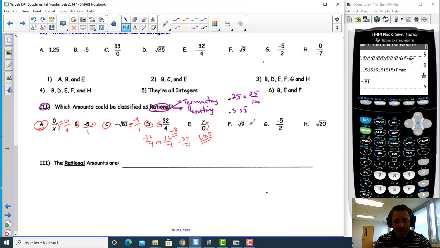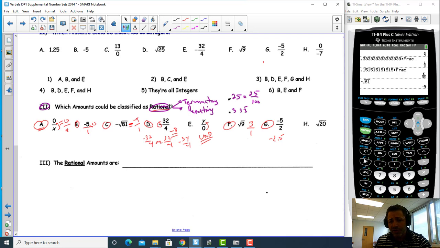Square root of 9, we decided, is just the whole number 3, or the natural or counting number 3 in hiding, and 3 can be written as a fraction as 3 over 1, so the square root of 9 would be rational. -5/2 is clearly a fraction, therefore it must be rational, and if you convert it to a decimal, you get -2.5 if you actually perform that division, which is a terminating decimal quantity, and fits the definition of what it means to be rational.